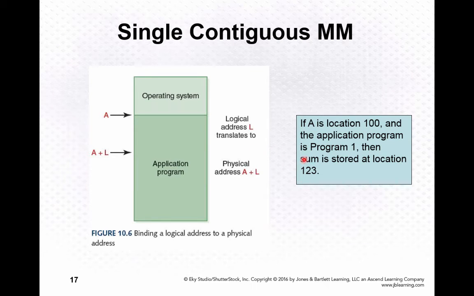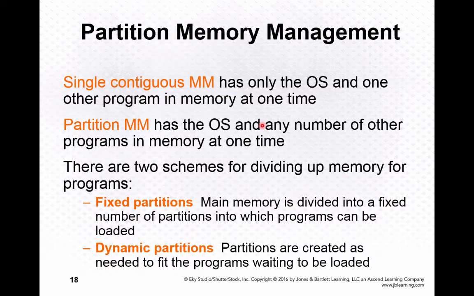So here we see what if A is location 100 and the application is program 1, then sum, remember sum was stored at address 23, the actual address becomes 123. That's pretty straightforward, I think. And this can actually be implemented using registers. I believe they're physically in some CPUs, but I'm not sure. Or your operating system can do that mapping as it needs to.